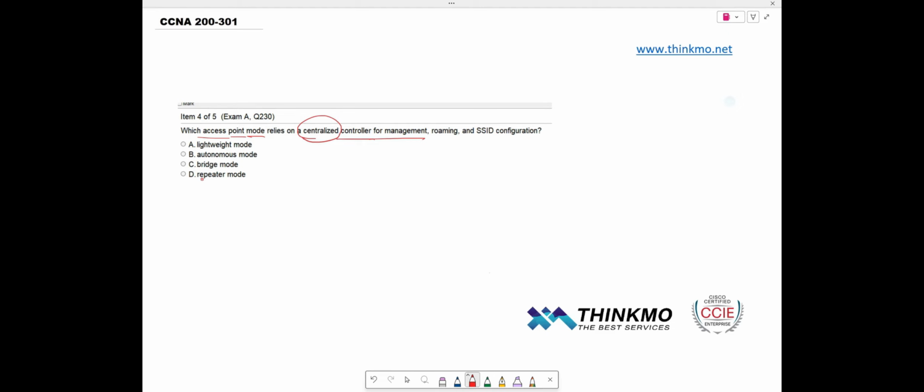To determine the correct answer, let's look at the options below. For example, option C is bridge mode. Then below that is repeater mode. And then there's automatic, which is autonomous mode, meaning it negotiates the mode automatically. None of these three are really correct. Actually, it's the lightweight mode. The correct answer should be A.